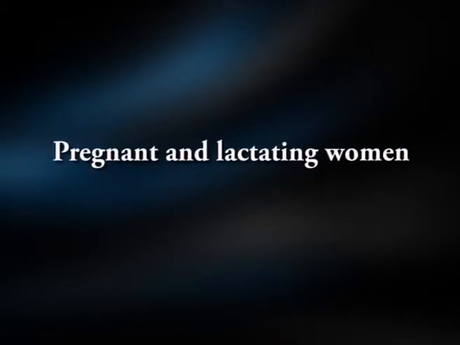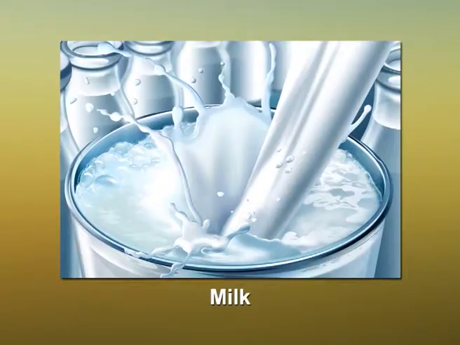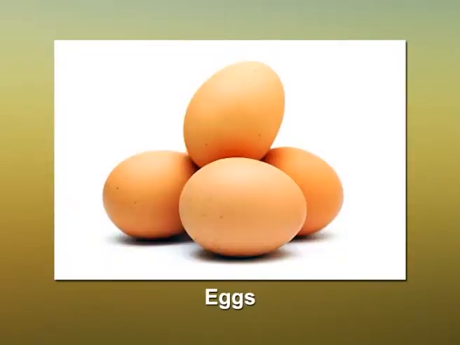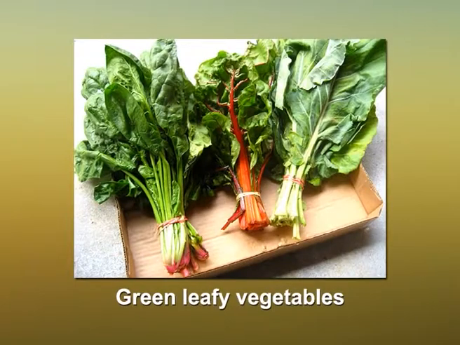Children require about 0.9 to 2 milligrams of vitamin B1 in the diet per day. An adult requires about 2 milligrams, and pregnant and lactating women need about 2.5 to 3 milligrams daily intake of this vitamin. Richest natural sources of vitamin B2 are milk, eggs, liver, kidney, and green leafy vegetables.